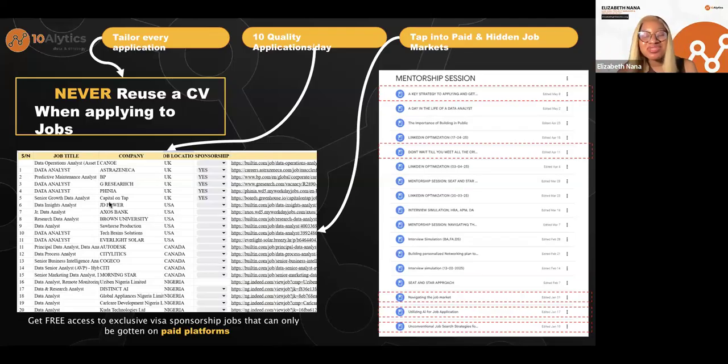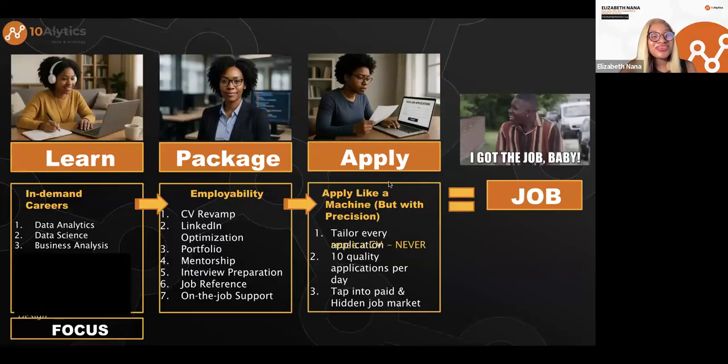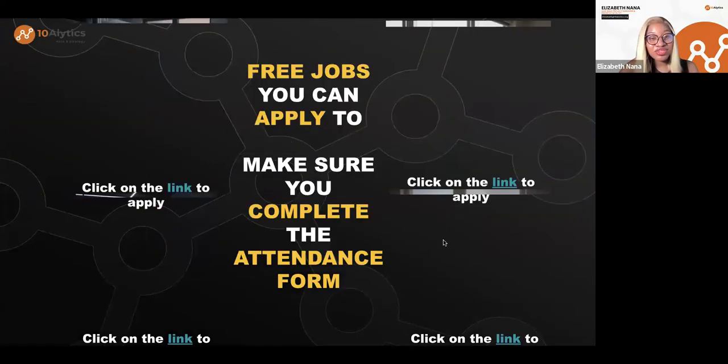And then, of course, mentorship sessions, right? You can see another snapshot from one of our classrooms. You see the documents, key strategies to applying and getting jobs, and video recordings. You have lifetime access to all of these resources. This is how you're able to go through the strategy I talked about: learn, package, and apply in order for you to land your job.